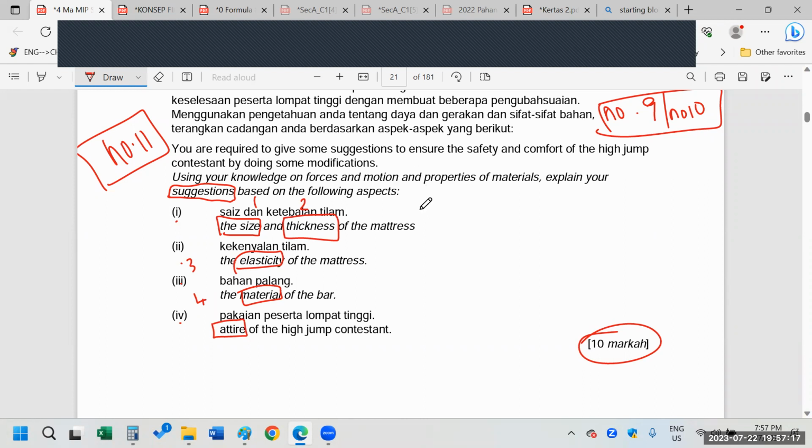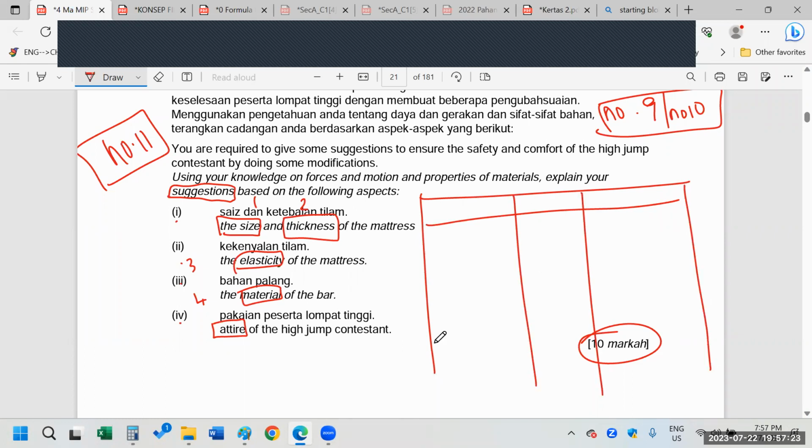So please draw the table, 3 columns. When you write here, number 1, size and thickness. You write size. Then your reason is greater surface area. Then your reason is larger area, prevent athlete fall out.